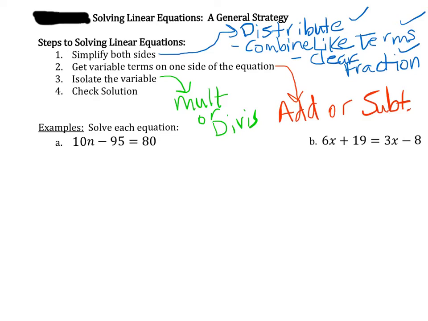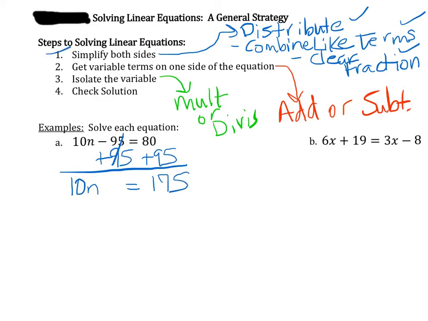It says to get your variable terms on one side of the equation. Well, I don't have a variable on both sides. My only variable, which is n, is on the left-hand side. So I'm going to keep that variable term on that side, but my constant term, that minus 95, I need to remove from being on the same side as that n. So I'm going to add 95 to both sides. I'm definitely going to be left with 10n. These two cancel. And 80 plus 95 is 175. Now I'm done with step 2.